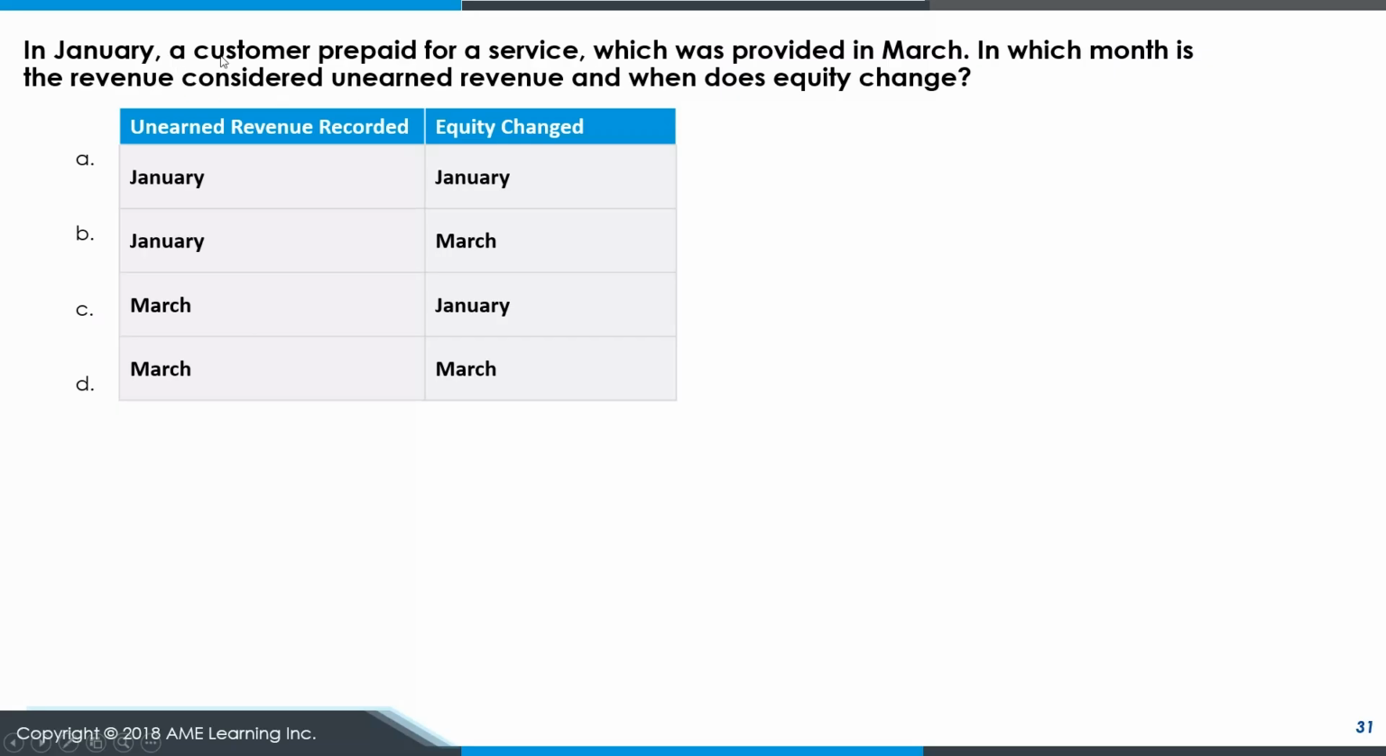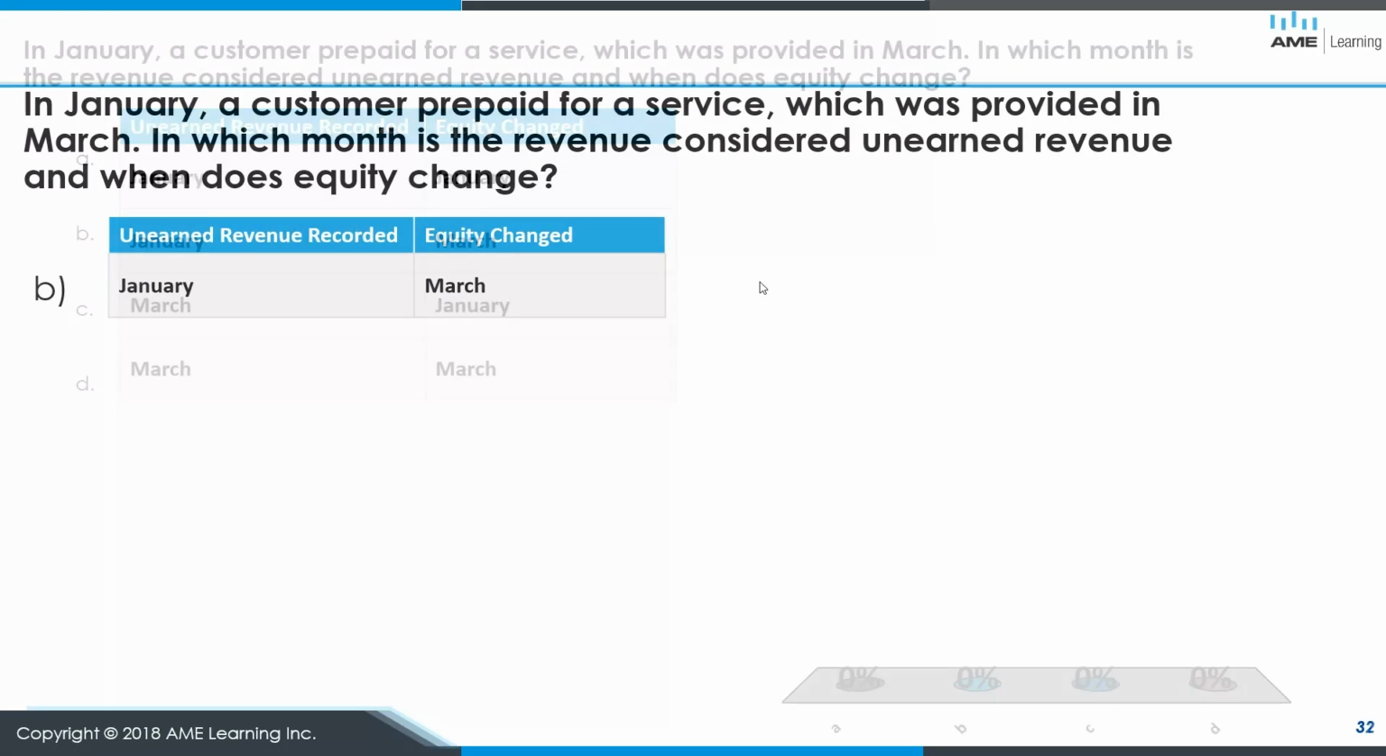Okay, let's see here. This question says, in January, a customer prepaid for a service which was provided in March. In which month is the revenue considered unearned, and when does equity change? So until the services are provided, it will be considered unearned revenue, and equity will only change when we actually earn it, when, like I said, the services are provided. So in March, the equity will change, and the revenue is considered unearned revenue in January when it's received. So it looks like unearned revenue recorded January, equity change March. So it looks like B is our answer there.